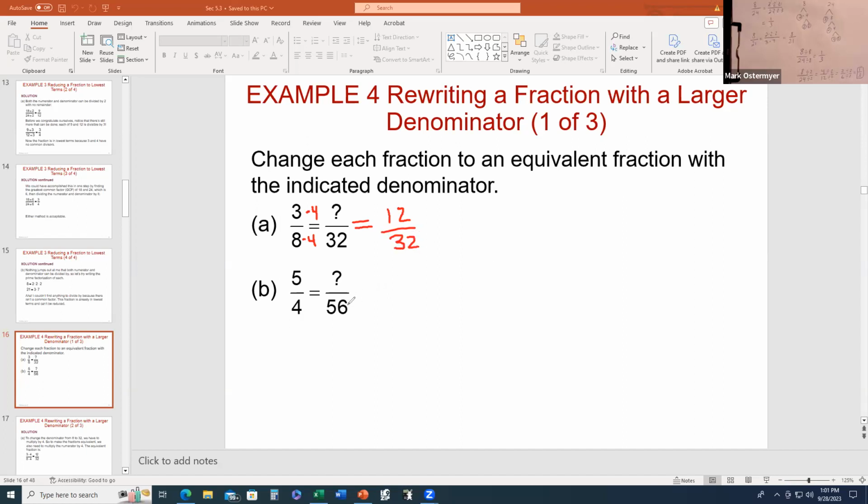5/4 builds up to what equivalent fraction with the denominator of 56? What did they multiply 4 by to build it up to 56? 14. You got to multiply the numerator by 14 then. So what's 5 times 14? 70. So 70 over 56 is equivalent to 5/4. Those are equivalent fractions. Or we say 70 over 56 reduces back down to 5/4. Or 12 over 32 reduces back down to 3/8. They're equal fractions. They have the same location on the number line.